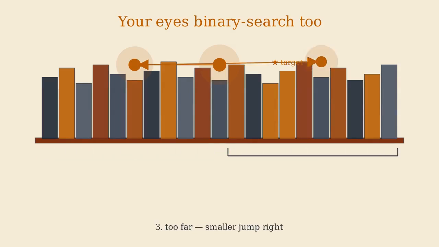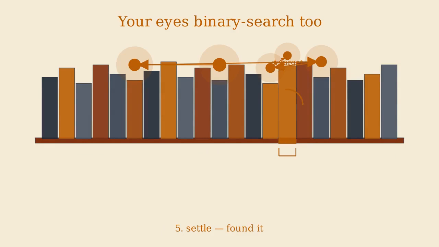Evolution didn't read a computer science textbook. It just discovered, the same way human programmers did in the 1940s, that when information is structured, sorted, ordered, ranked, halving is the cheapest way to find anything.